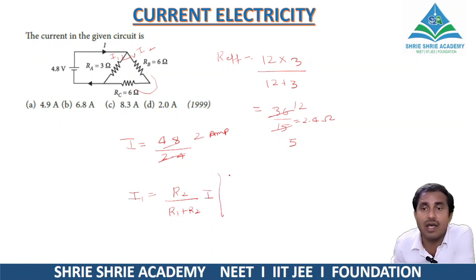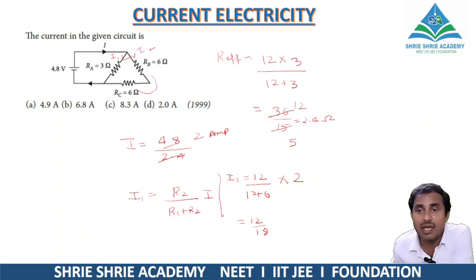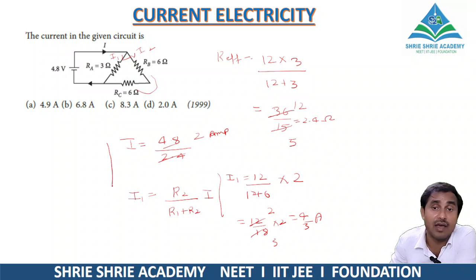So here I1 you can write as R2, meaning the resistance of the second branch, that is 12, divided by total resistance, that is 12 plus 6, into total current, whatever you got, 2, right? You'll get 12 by 18 into 2, so you get 4 by 3 ampere. And you already know I1 will be more because the resistance is less.